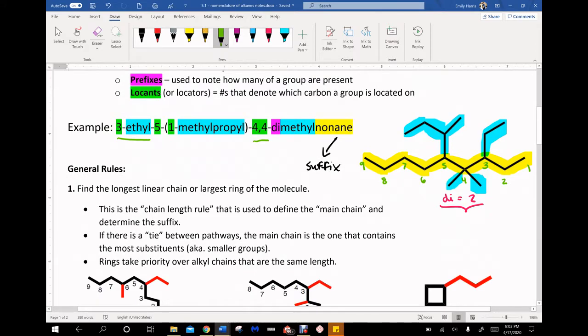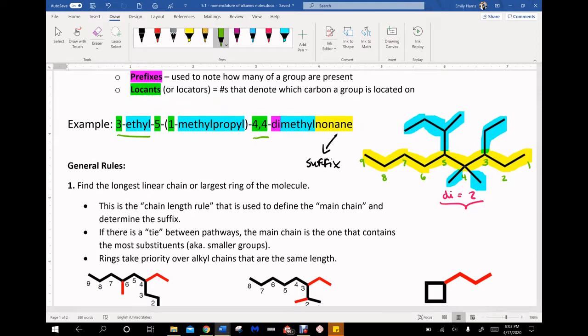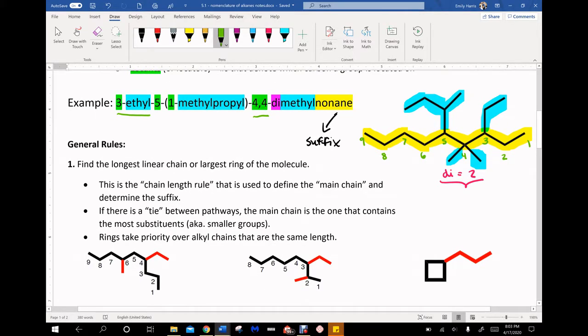So what we're going to do is work through the general rules to naming, do a few practice problems along the way, and then let you have some time to practice on your own. So the first rule when building your name is to find the longest linear chain or the largest ring of the molecule. What we're essentially doing first is establishing the suffix, and trying to find how long the main chain is, okay?